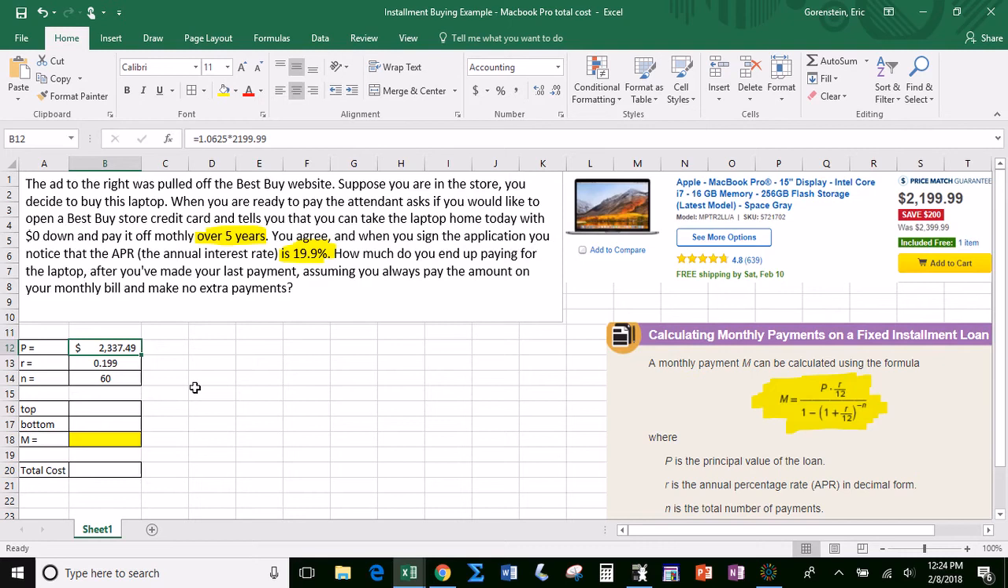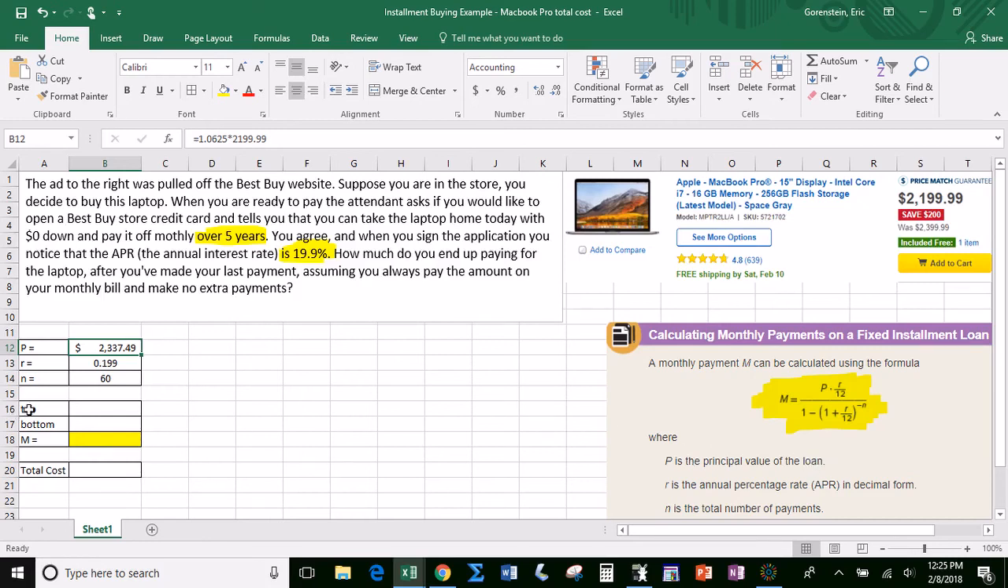You're offered a Best Buy credit card, a store credit card with an interest rate of 19.9%. Not an uncommon interest rate, especially for someone who's young or doesn't have established credit. So the question here is, how much does the laptop cost you? You finance it, you pay it off little by little, month by month. Every month you pay the same amount, and at the end of 5 years, you've paid off this laptop. So this formula over here will give us this monthly payment necessary to cover the principal and the interest charges.